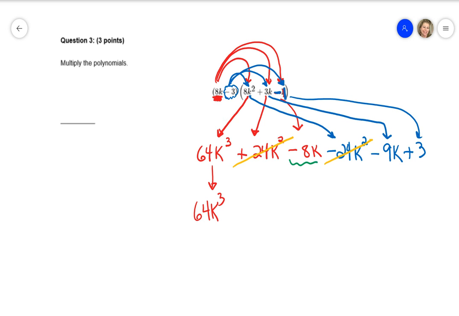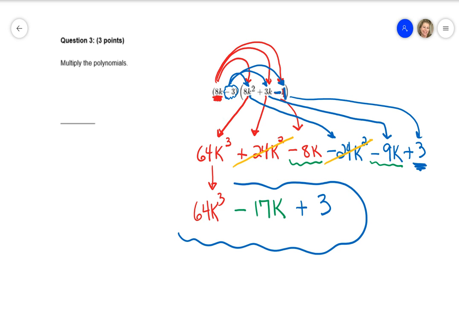And then you've got this negative 8k and another negative 9k, so altogether I have negative 17k. And then at the very end I have this positive 3, and he's all by himself. He has nobody to hook up with, so he just trails on the end. And that is my answer. That's how you do it.